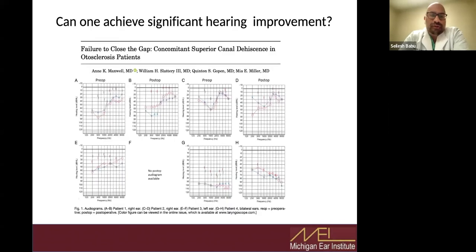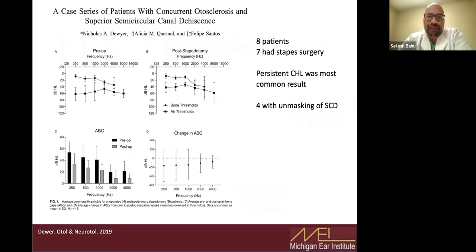There have been articles that have come out of the House Ear Clinic where they looked at concomitant superior canal dehiscence and otosclerosis and found that the results of hearing improvement are not as good when you have superior canal dehiscence. They didn't unmask any new patients with symptoms, but I think one patient continued to have symptoms despite the stapes surgery. So there's something to think about. Can you get closure? It's something that you have to pay attention to in these patients.